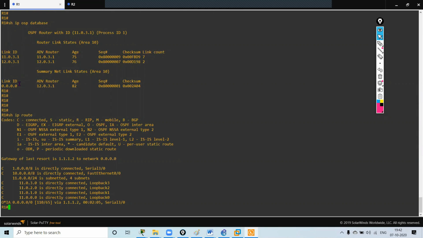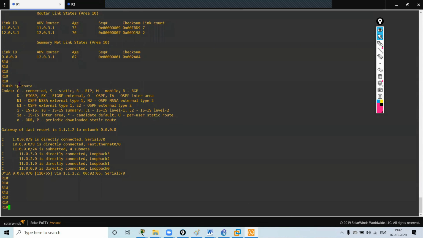O is in case of OSPF, right? In case of EIGRP, it will be E star IA, right? It's different, right? EIGRP stub is different. Okay.